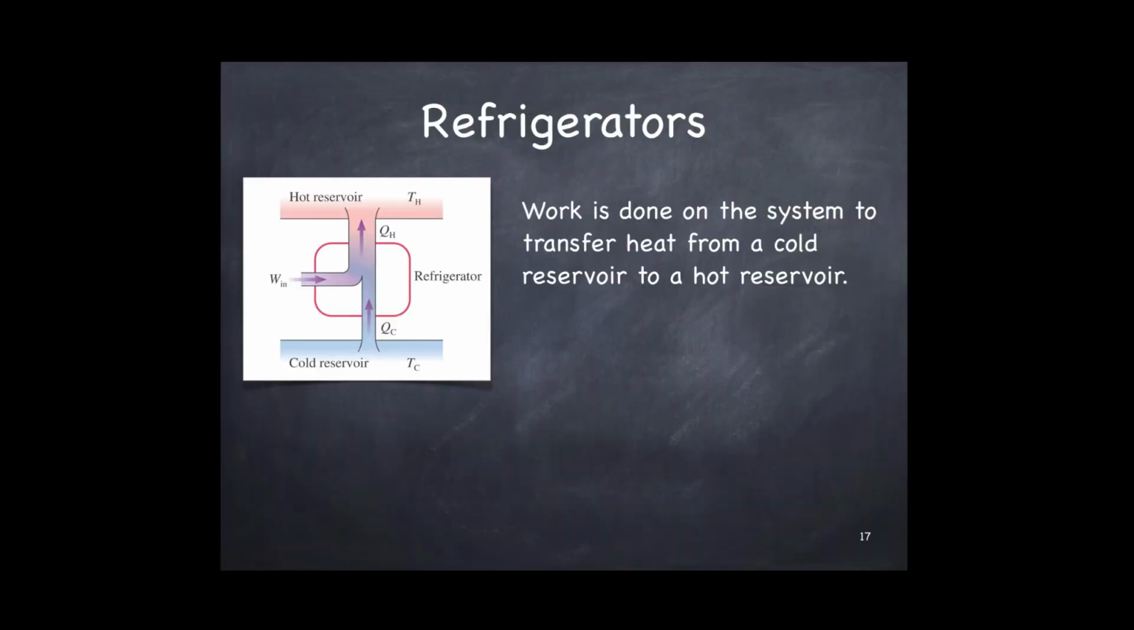Okay, let's talk refrigerators. A refrigerator is basically just a backwards heat pump. Work is done on the system to transfer heat from a cold reservoir to a hot reservoir. So instead of taking heat from a hot to cold reservoir and using it to do work, you put work in and move stuff from cold to hot.